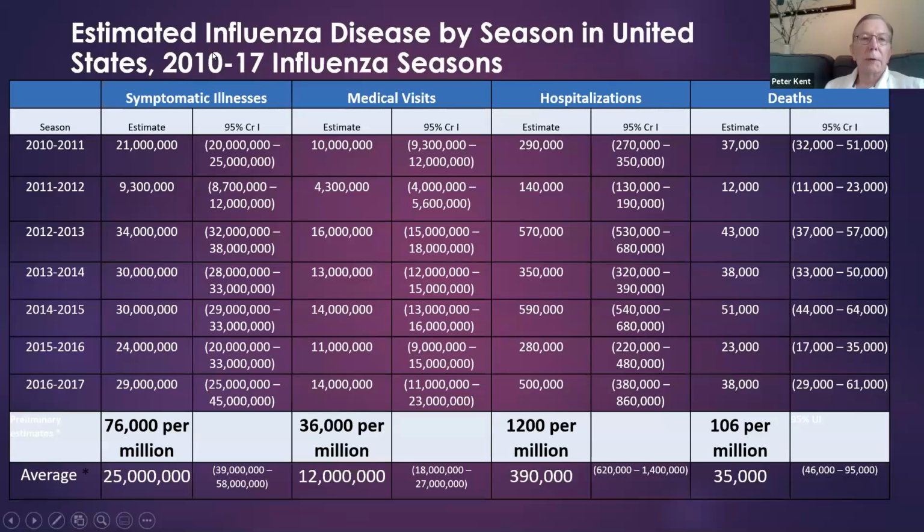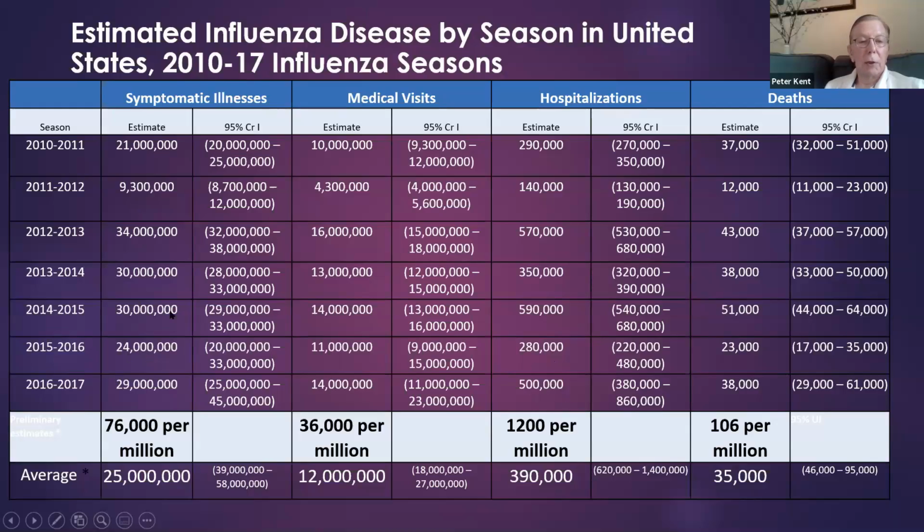So then I took from the CDC all of the estimated flu deaths by season in the United States for a 7-year period, starting in the 2010-2011 season up to the 2016-17 season, and CDC's estimates of the number who actually caught it. Nobody would know that, but they would know the number that actually took medical visits. They'd know that pretty well. And they'd know this number pretty well. This is the number that actually got hospitalized, and this is the number that died.